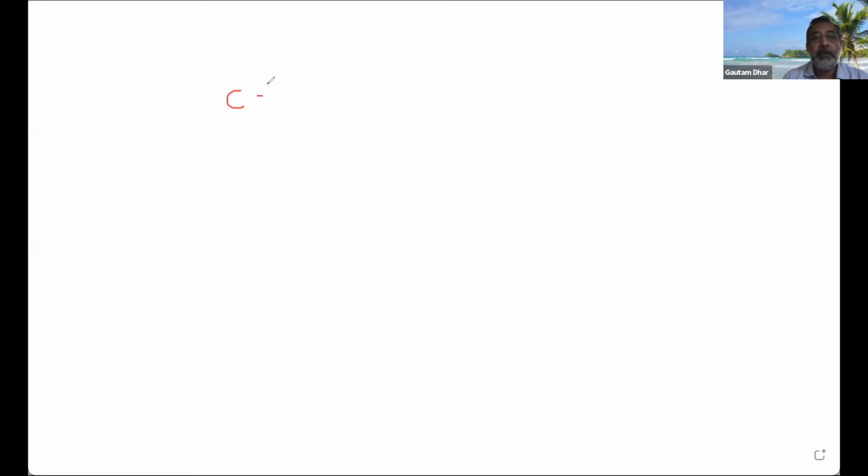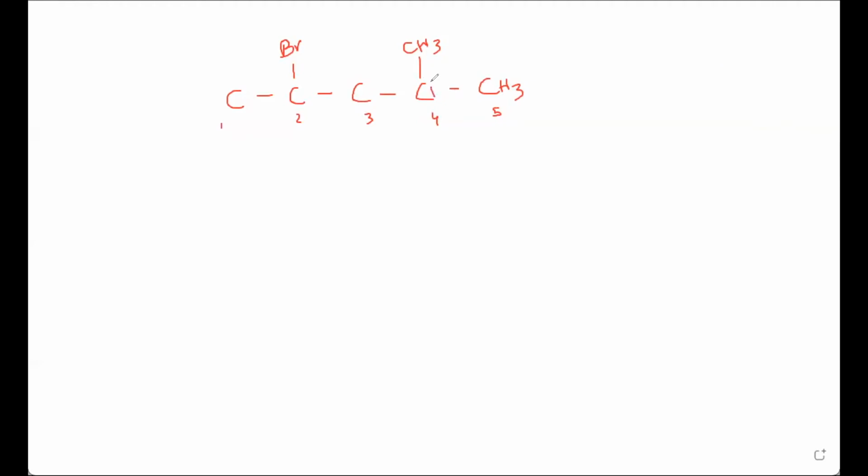That means carbon, carbon, carbon, carbon, carbon. Now, number it immediately: 1, 2, 3, 4, 5. Now, 2-bromo, so here I have a Br, and 4-methyl, so this is CH3, and then fill in the hydrogens. So I'll have 3 hydrogens here. How many hydrogens here in number 4? One, that's good, thank you.